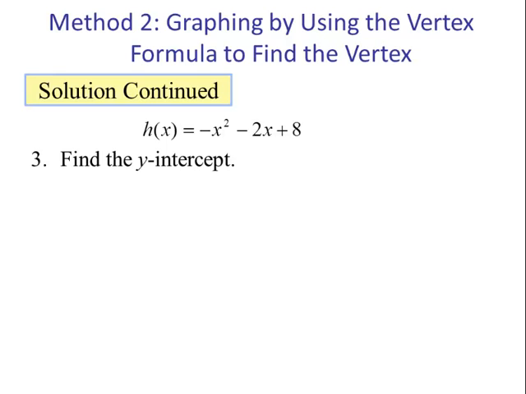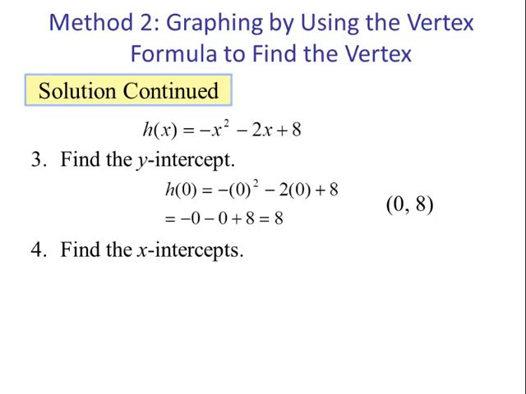Number 3, to find the y-intercept, we let x be 0 and we solve for y. So we need to evaluate what is h of 0. 0 squared times a negative is 0. Minus 2 times 0 is 0 plus 8, which gives us 8. It turns out that the y-intercept will always be the value of c. Our y-intercept is (0, 8).